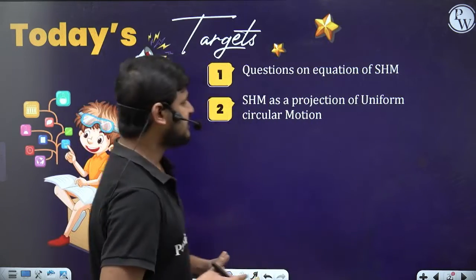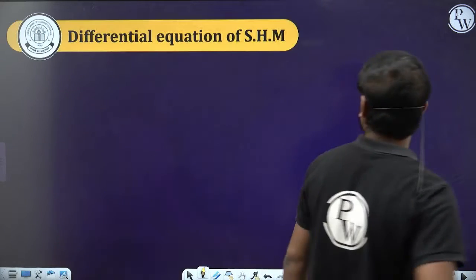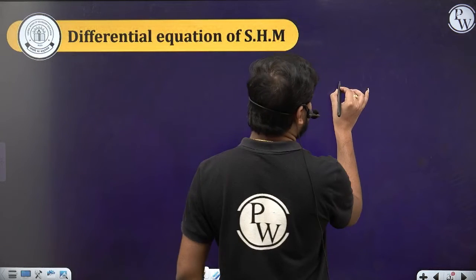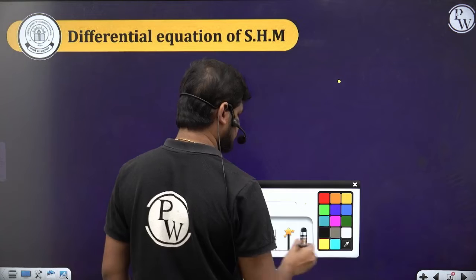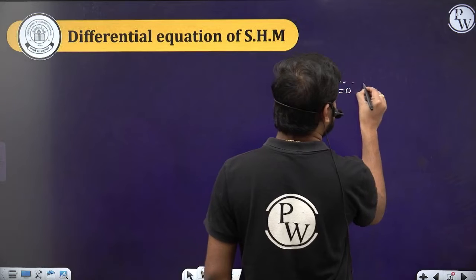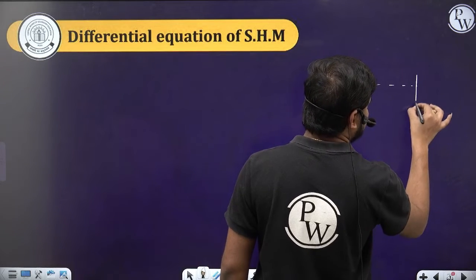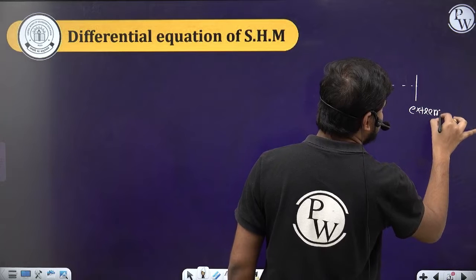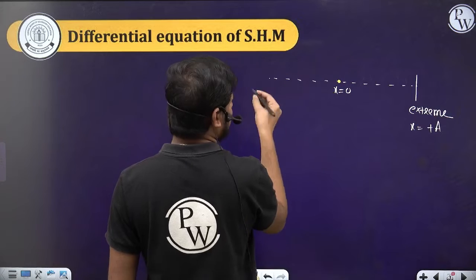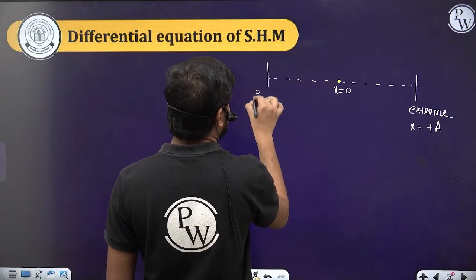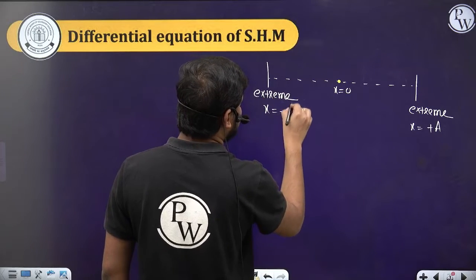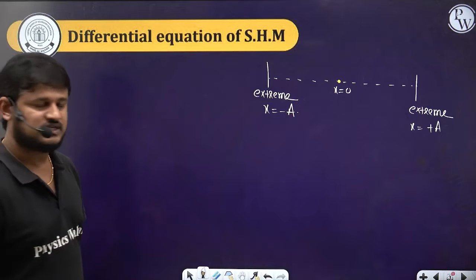Okay, chalo. Let's get into today's topic first: the differential equation of an S.H.M. If a body makes S.H.M, let's say this is the mean position at x equals 0. From x equals 0 it moves to the extreme. This is the right extreme position where x equals plus a, and this is the negative, left extreme, where x equals minus a, right?